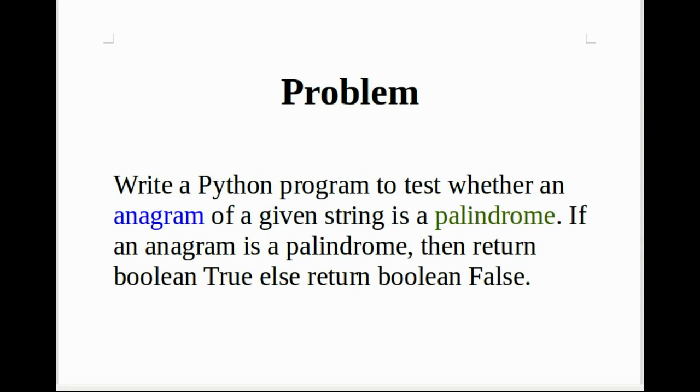In this video lecture, I will be taking up a problem and then discussing various ways to solve the problem. We would be looking at different versions of the code implementation, and each time we would be improving upon the previous version and making it more efficient. So here's the problem. Write a Python program to test whether an anagram of a given string is a palindrome. If an anagram is a palindrome, then return boolean true, else return boolean false.